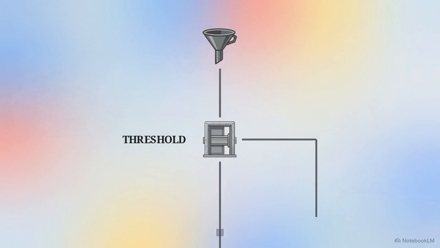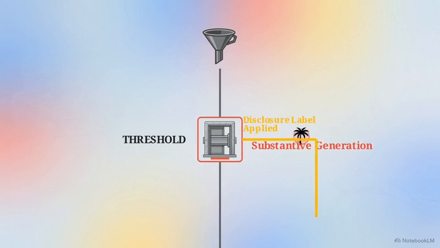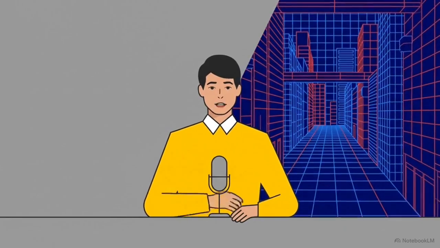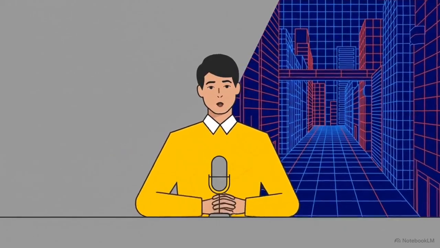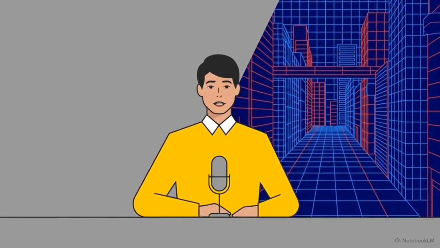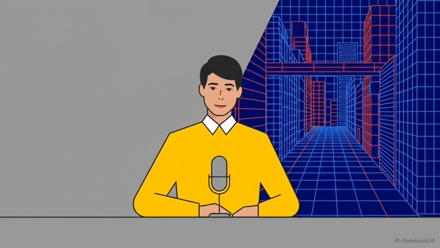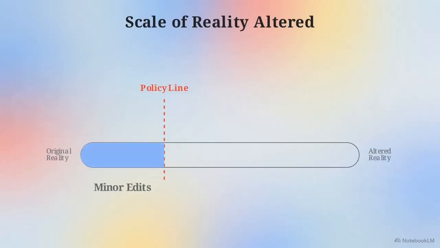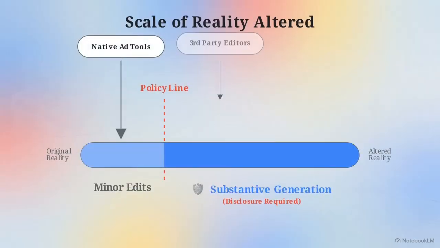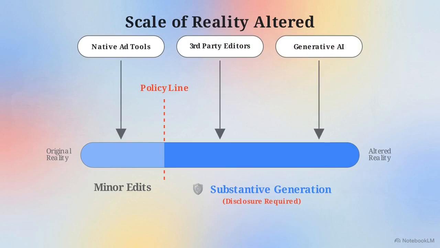The first gate in this pipeline determines if an ad actually triggers the policy. Standard editing, color correction, or minor retouching to fix a blemish slip right through the gate without triggering any alerts or labels. The mandate is only triggered by substantive generation. This includes creating new visual elements that did not exist in the original file, generating a synthetic voice, or building an entirely new background. Google draws this line based on the scale of reality altered in the final image, regardless of which software the advertiser used.